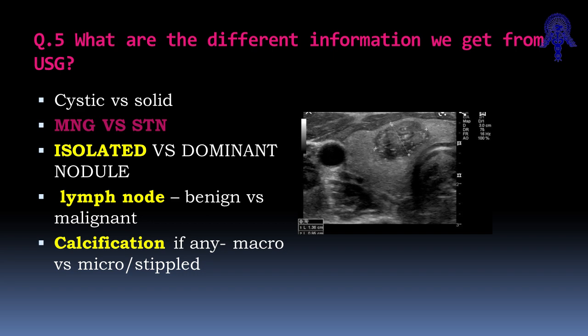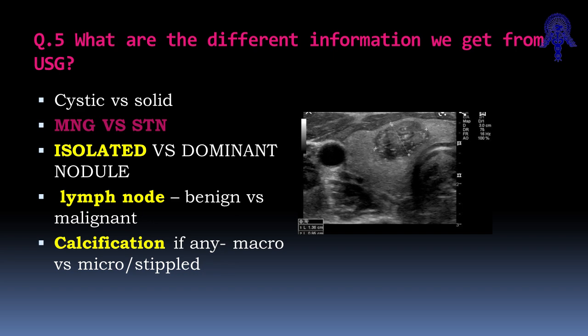So what are the different pieces of information that we get from USG? As sir was saying, this is a hypoechoic mass. This one is isoechoic with calcification. So what are the different pieces of information that we get? Number one, whether the swelling is cystic or solid. Cystic nodule is less premalignant, solid nodule is more premalignant.